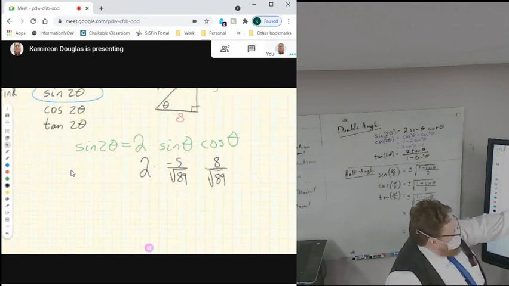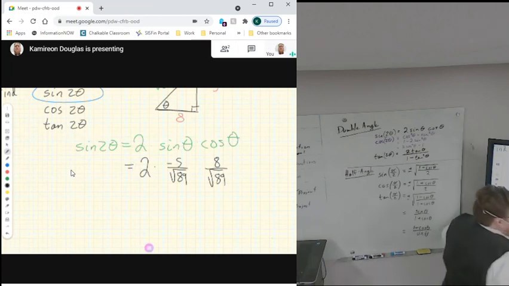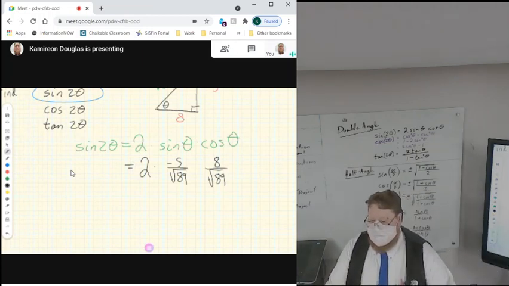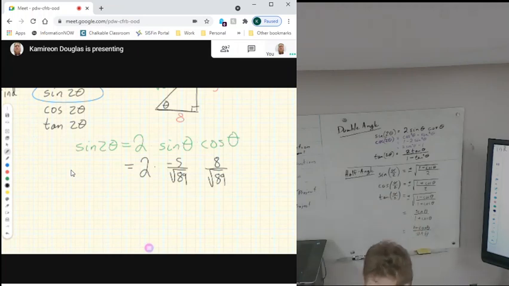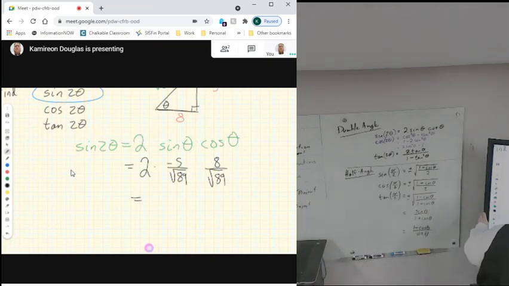So let's do it. Sine of 2 theta is equal to, according to our function, 2 times -5 over square root of 89 times 8 over square root of 89. I need to simplify. What am I going to do? I'm going to leave the 2 because you didn't say do anything to the 2 yet. So this would be multiply the top times the top and the bottom times the bottom. I'm just showing all of my work. Normally I would not show all these steps.